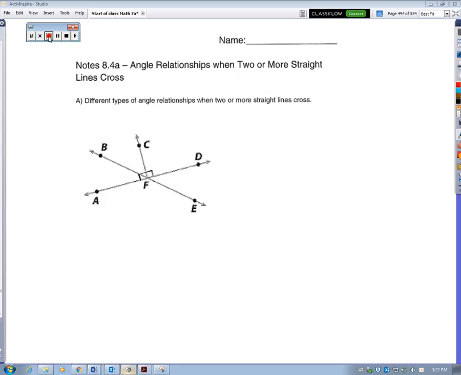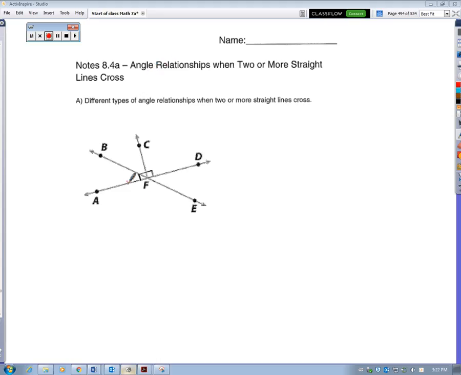Alright, my little math friends, we are moving further on into Chapter 8, this geometry chapter. And now we're going to be moving into Chapter 8.4, Lesson 8.4. We're going to be looking at angle relationships when two or more straight lines cross. There's something that happens in geometry when we have two or more lines that cross. There are some different types of angle relationships that happen that we're going to learn about.